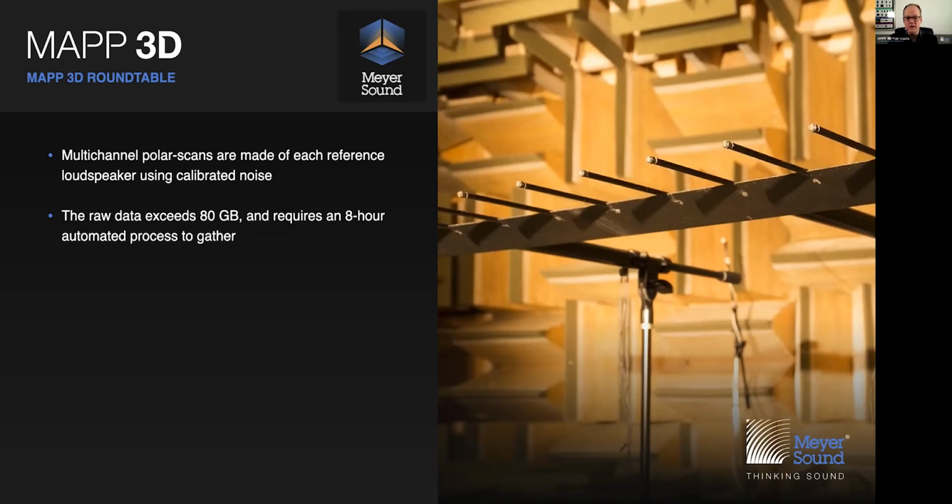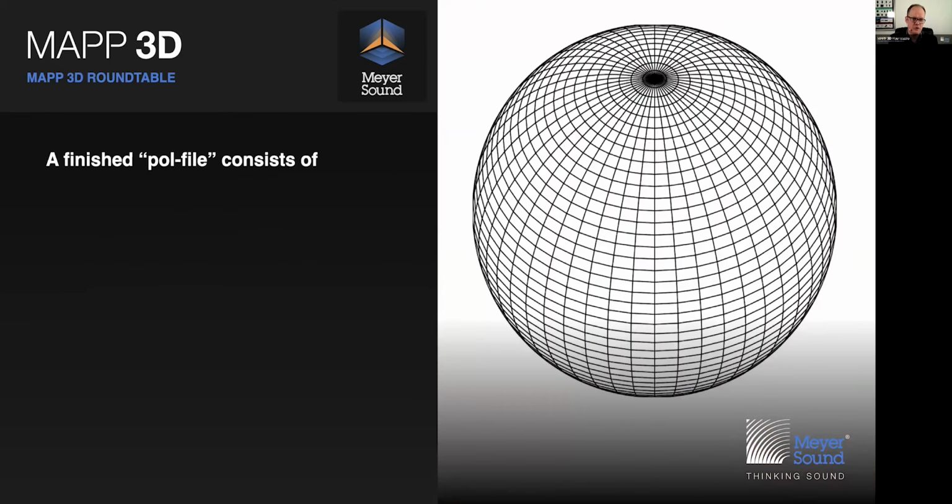And that means that the raw data at first for a single loudspeaker, which we lovingly call a POL file, exceeds 80 gigabytes and requires about an 8-hour automated process. But then after post-processing, because there's redundancies and whatnot, each resulting POL file is about 135 megabytes. And one of the first things that you'll end up doing when you start using MAPP3D is to download the POL files relevant to you of the loudspeaker models that you use in your daily activities. That's one of the first things that you end up doing, which is download those POL files.